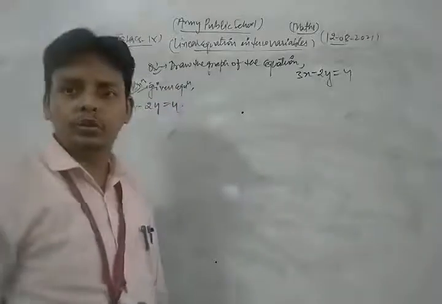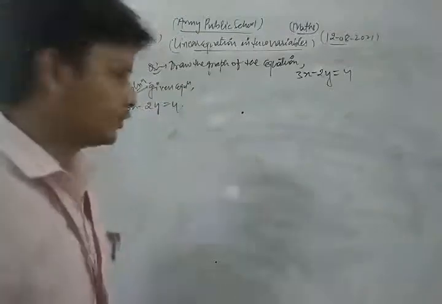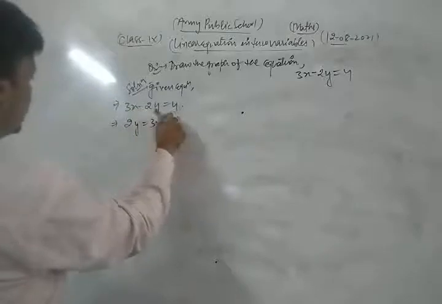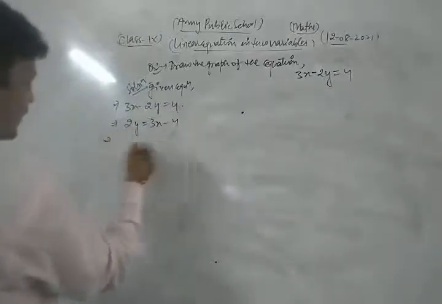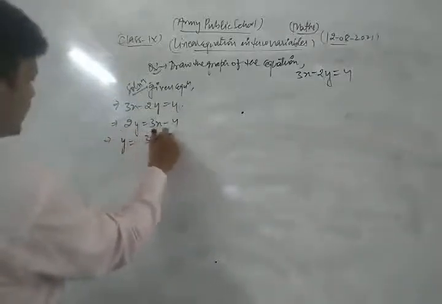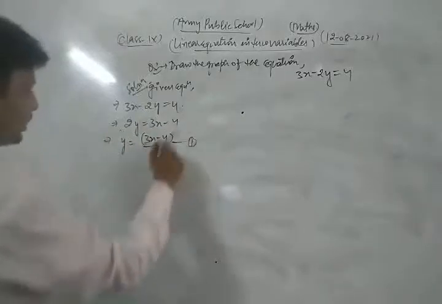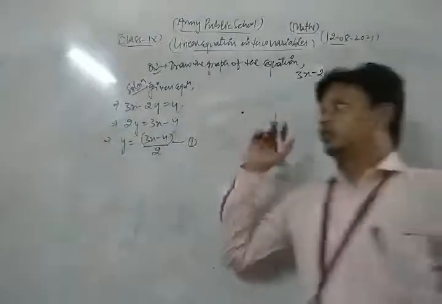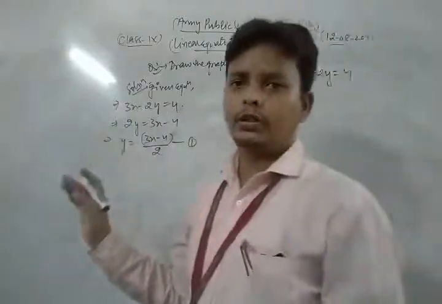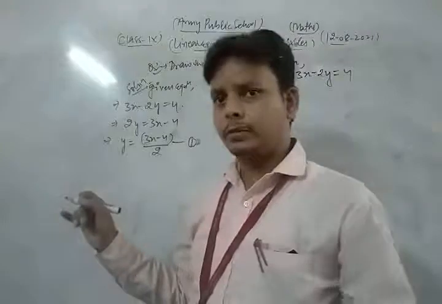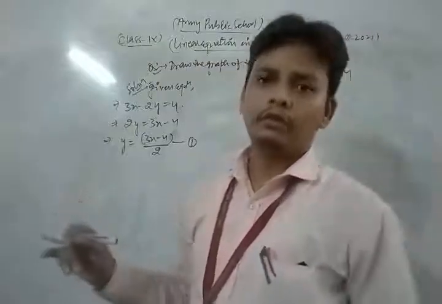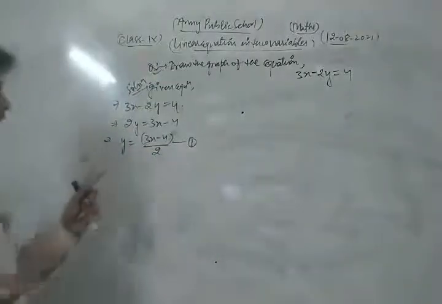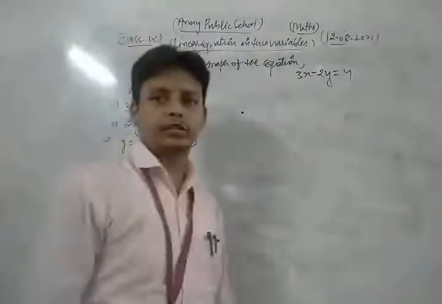Now what do I do for that? We should express y in terms of x, so we can write 2y is equal to 3x minus 4. Means we write y is equal to (3x minus 4) upon 2. We take this as equation number 1. So in the first step of construction, we express y in terms of x.